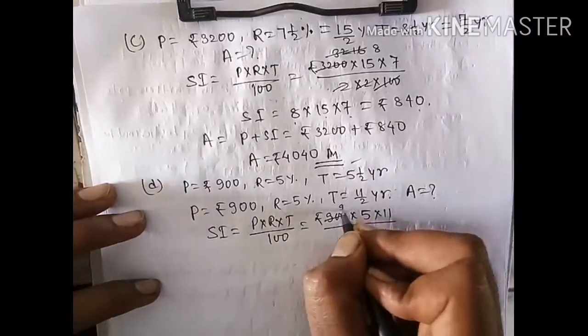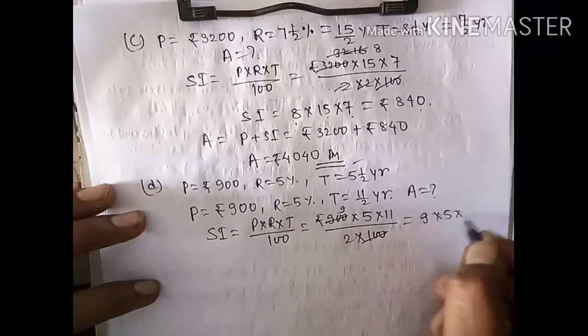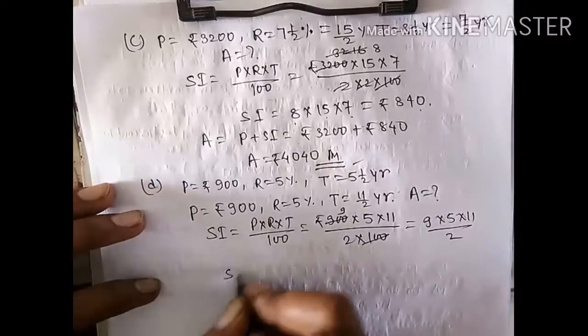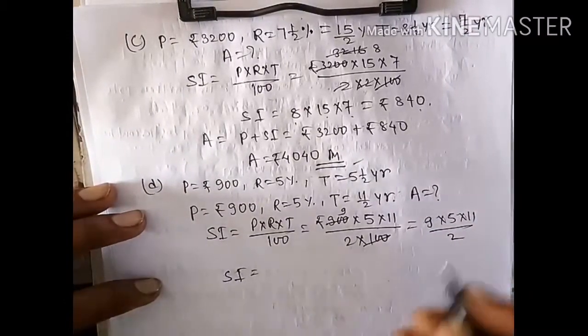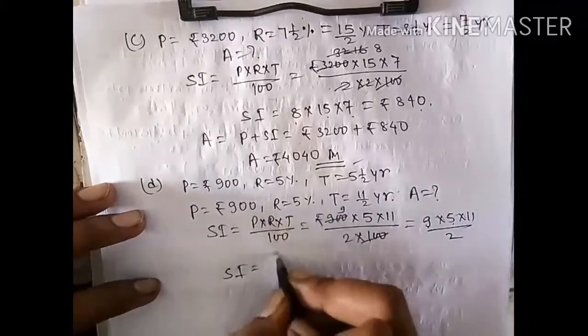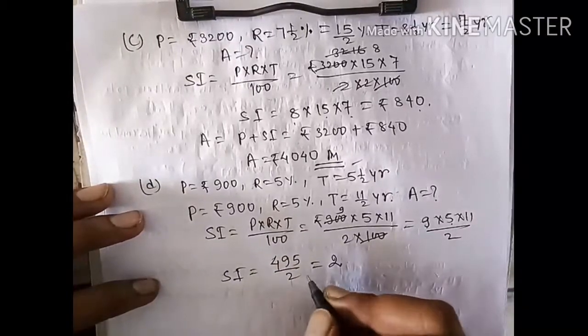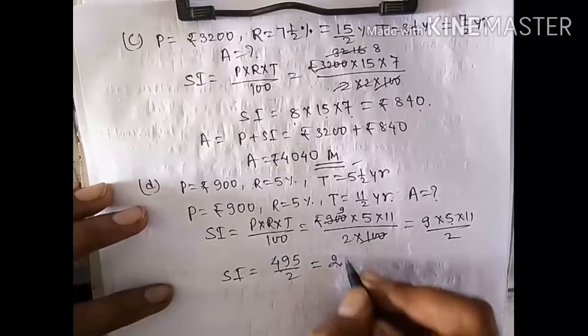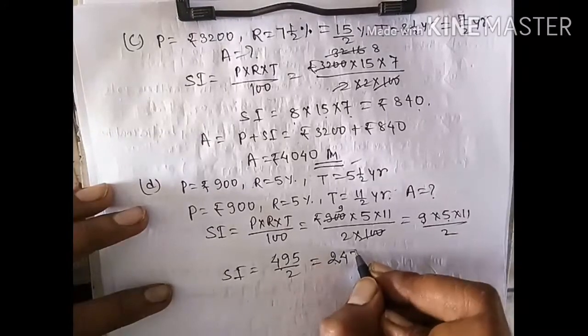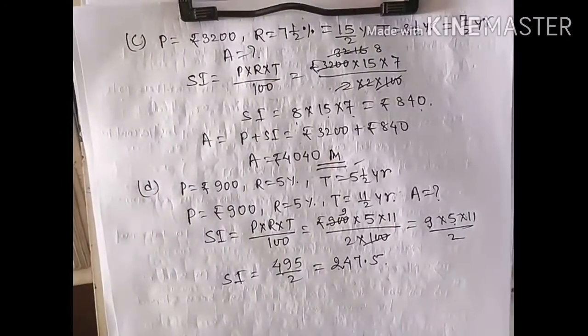100 कैंसिल करेंगे कितने टाइम्स में 9 टाइम्स में. Then you got 9 into 5 into 11/2. So SI is equal to क्या होगा 9 into 5 45 into 11 495/2. 2 से divide करने पर क्या मिलेगा 247.5.